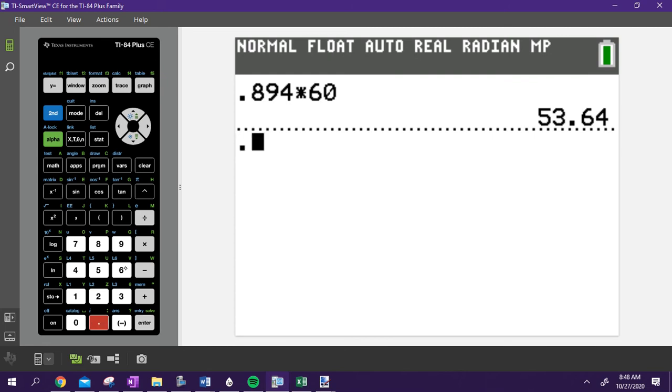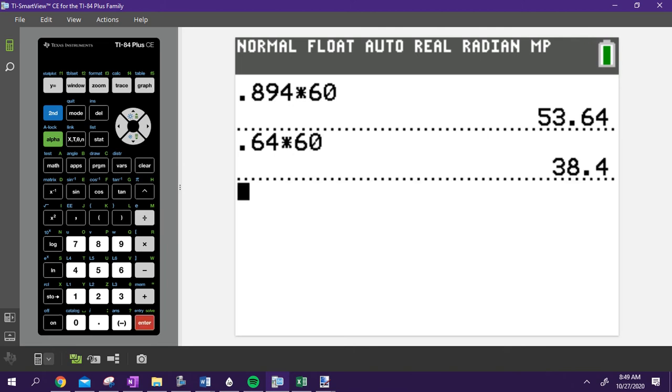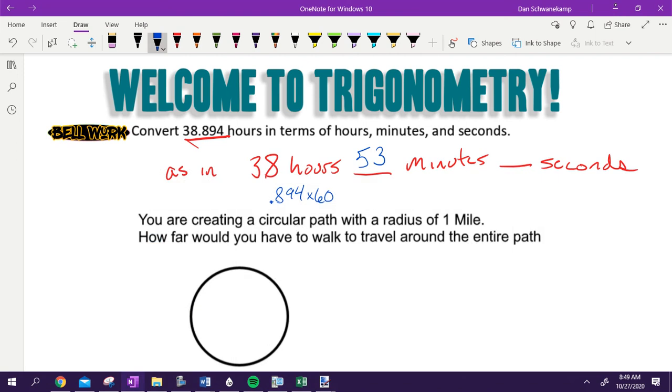I took 0.64 times 60. That 0.64 represents a part of a minute, not a full minute, but a portion of it. And we want to figure out how many is that in seconds. So she took 0.64 minutes and then multiplied that by 60 seconds to convert that. We get 38.4 seconds. And we're okay to leave it as 38.4 seconds. We know what 0.4 seconds is. We don't know what 0.894 hours is quite as well.